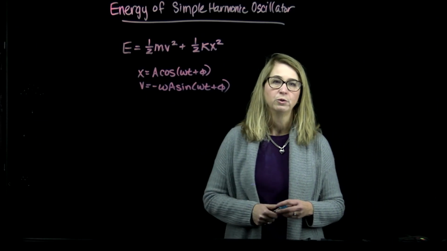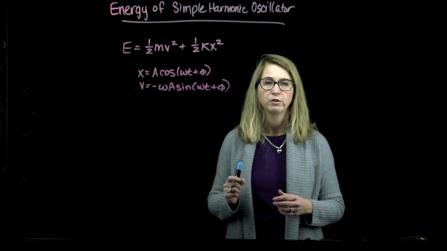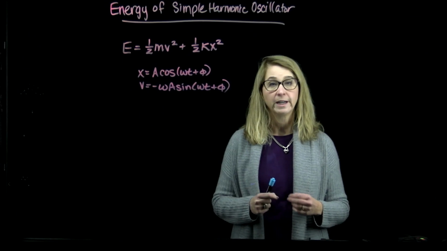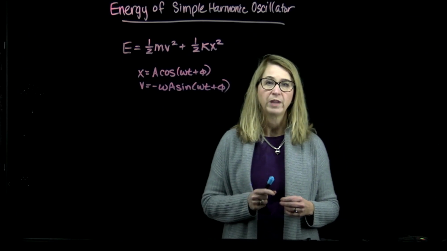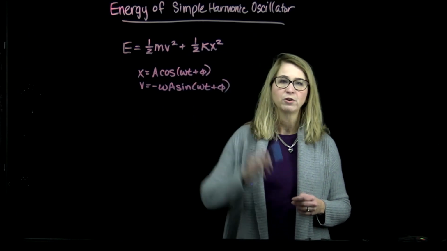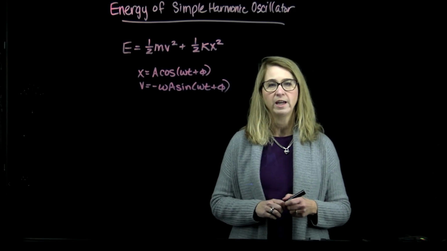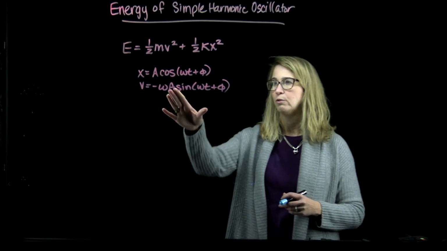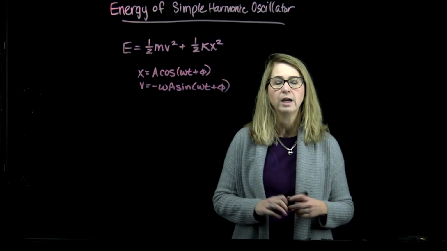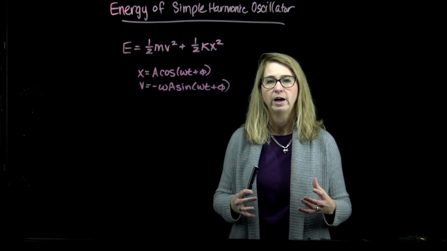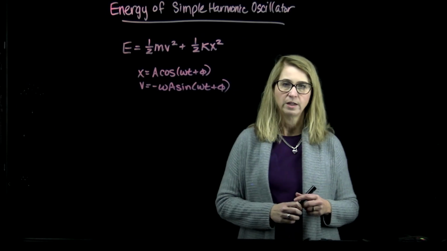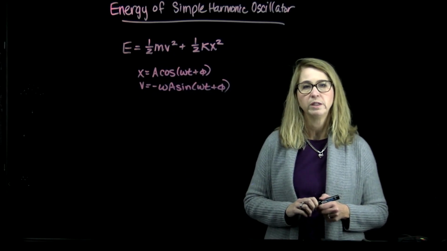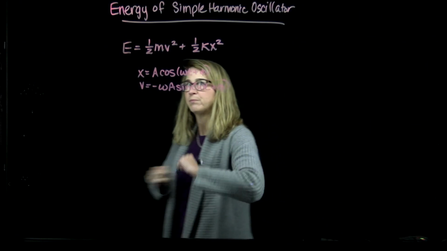So we go back to our very basic expression for the energy of a system, which can be a combination of the kinetic energy and the potential energy. And if you forgot, the potential energy of a spring is 1/2 kx squared. Now, for our simple harmonic oscillator, I wanted to remind you of how we express the x position of the oscillator and its velocity. And so we're going to take these two expressions and substitute them into our energy expression.